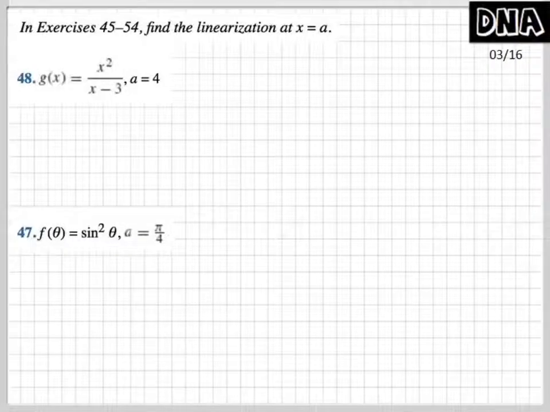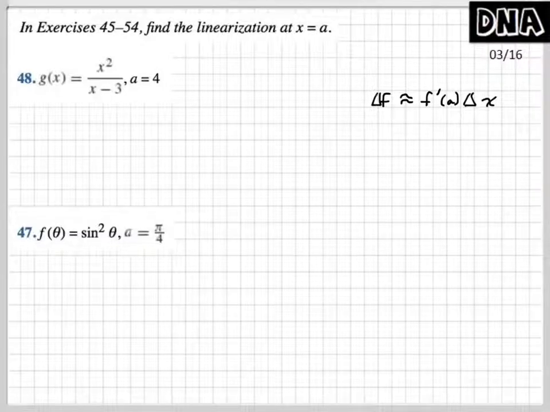Find the linearization at x equals a. Now there were two formulas that I gave you guys last week about this. One I called linear approximation, which was f prime of a, and you multiply it times delta x. That is the estimated change. Okay, this is the linear approximation. That's the estimated change.